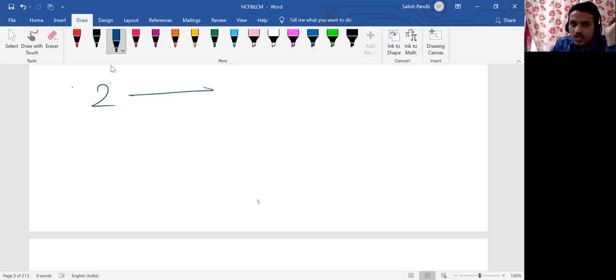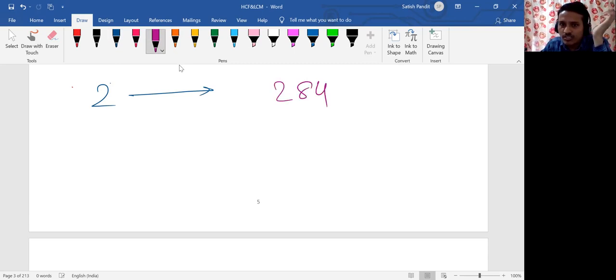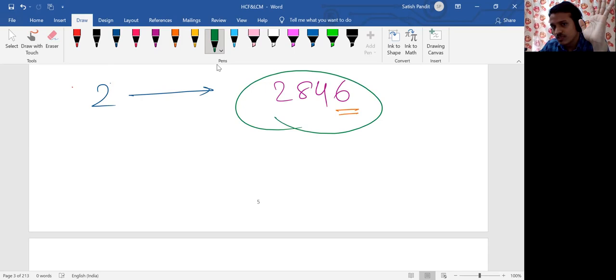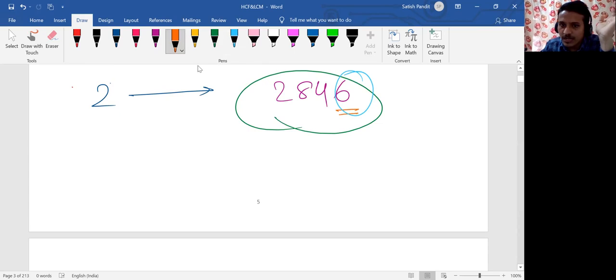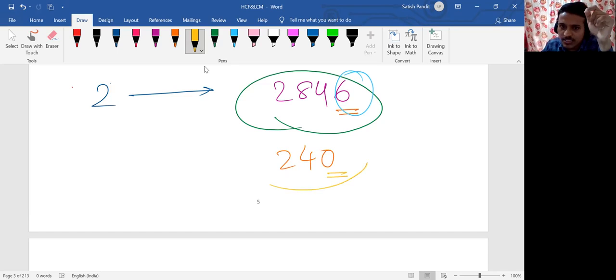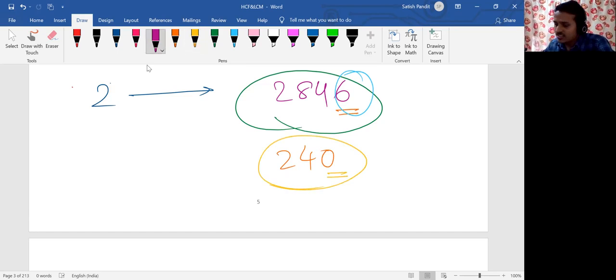If I want to check whether a given number, suppose 2846, is divisible by 2 or not, I will look at the unit place digit. If the unit place digit is divisible by 2, then the whole number is divisible by 2. For example, if I have 240, 0 is divisible by 2, so the number is divisible by 2.